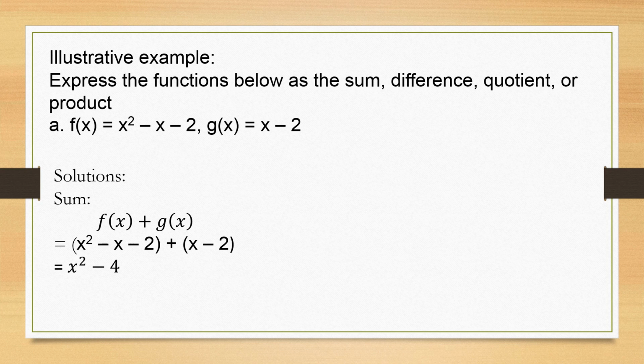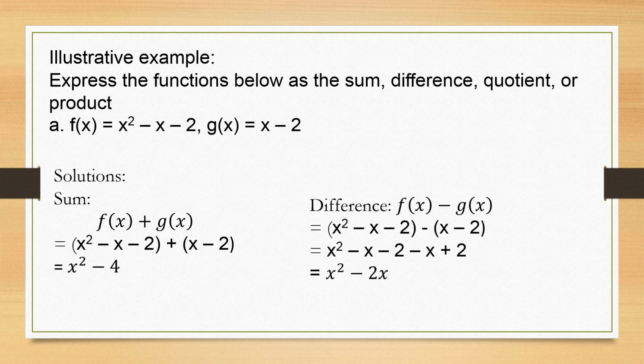So actually, in adding polynomials, what we are going to do is add those similar terms. As we observed, there is no x squared in the other function, so just copy that one, x squared. Then we have negative x, and the other function has x. So negative x plus x becomes 0 because they are unlike signs. Then, for the constants, we have negative 2 plus negative 2, which becomes negative 4.